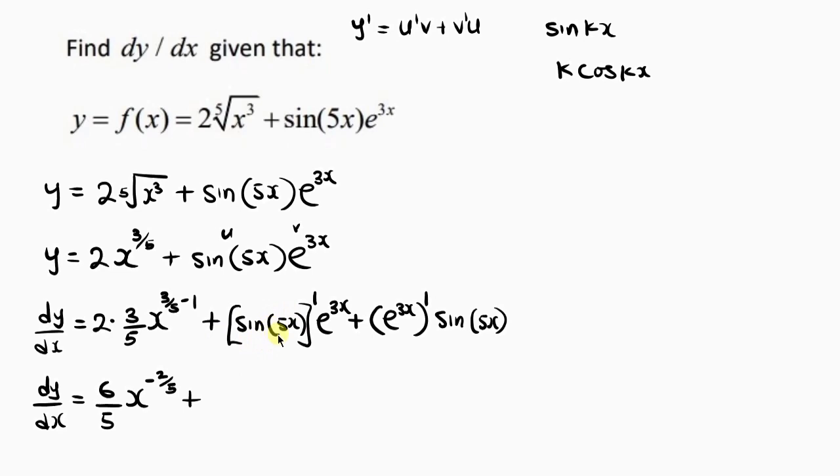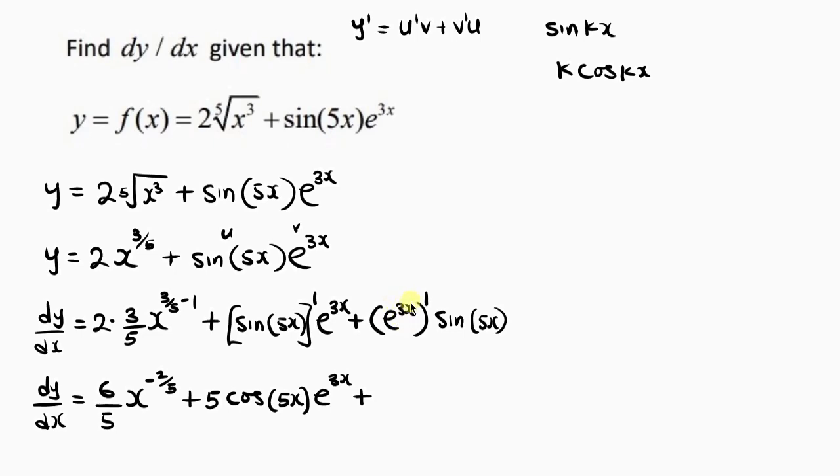So we focus on the angle first. When I differentiate the angle, which is 5x, I get what? 5. So I'm going to be writing the 5 here. Now when I differentiate sine, I have cosine. Now write the original angle, which is 5x. So we're done differentiating sine 5x as 5 cos 5x. Now write your constant, which is exponential 3x, plus, this time around we're differentiating exponential 3x.